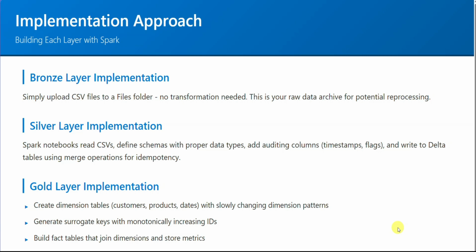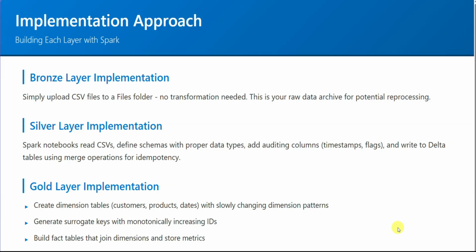For gold, we'll create dimension tables. In our case, we are going to create customers and products dimensions using slowly changing dimension patterns. We'll generate surrogate keys with monotonically increasing IDs. We'll go through that one. Then splitting columns, like a name, we'll divide into first name and last name. And when you're talking about increasing IDs, if we add items one after another, it will sequentially increase the ID number, like 1, 2, 3, 4, or 101, 102, 103.